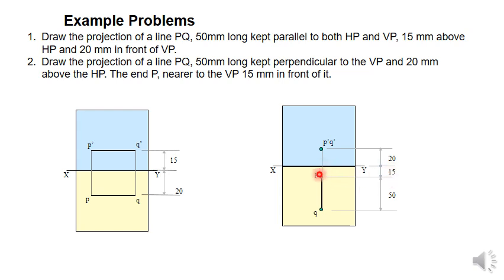So once you get P, you know that this line is true length. So true length is 50 mm. Draw a vertical line, which is perpendicular to XY and equal to 50 mm, from P to Q, and that's how you will get the projection, front view and top view, of the line PQ.